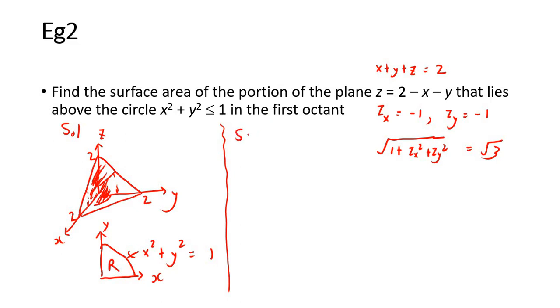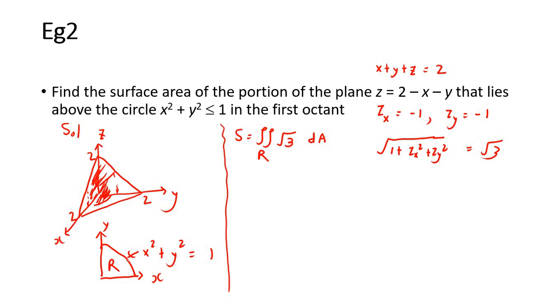The surface area is given by the double integral of the square root of 1 plus zx squared plus zy squared, which we obtained as square root of 3, dA over region R. Now the region R, in the first example, is a triangle. This case is a circular region.